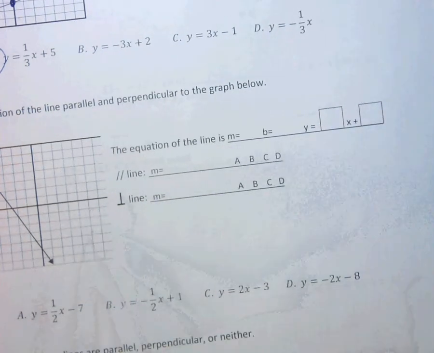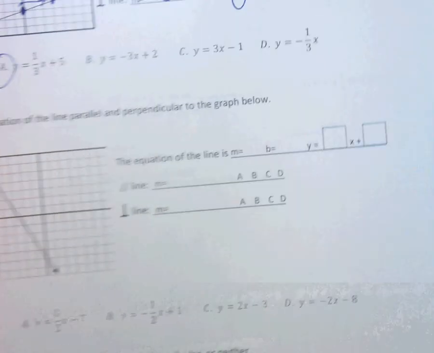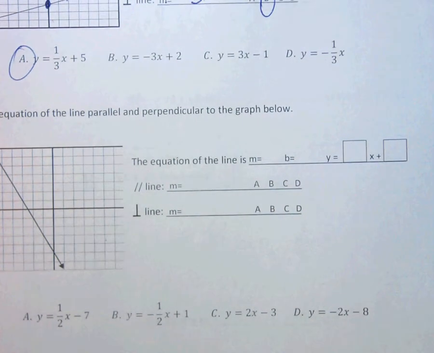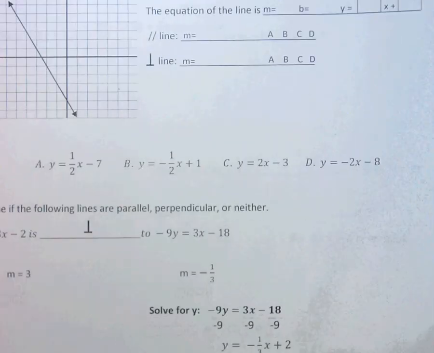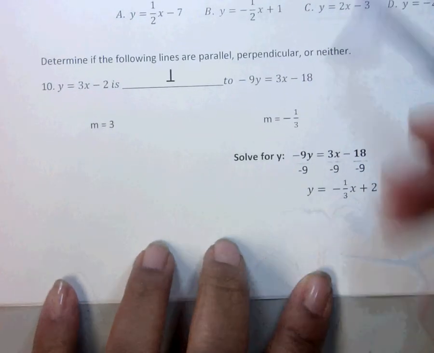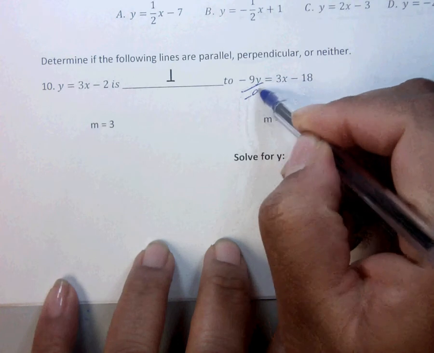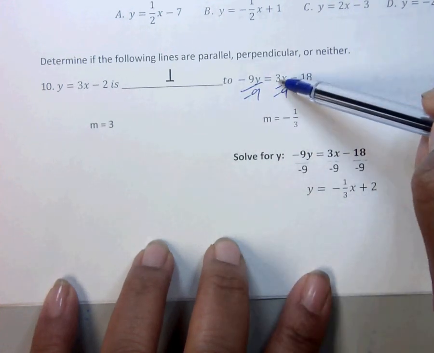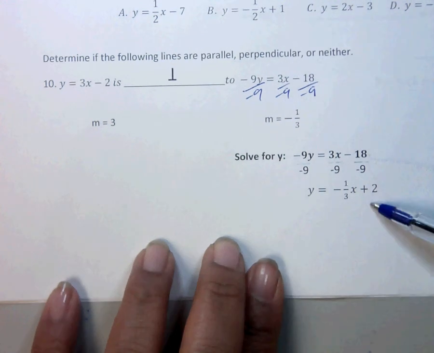I'm going to leave number 9 for you. Number 10 and number 11 are already done for you, so I just want to talk about number 10. I have to solve this for y by dividing by -9 so that I can see the slope. This is not the slope. I show you how to do that.